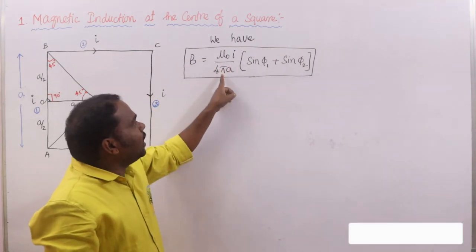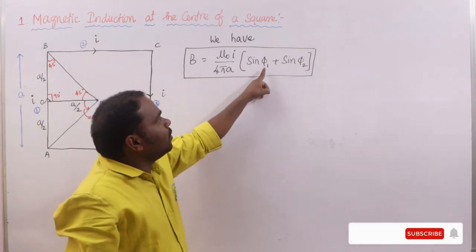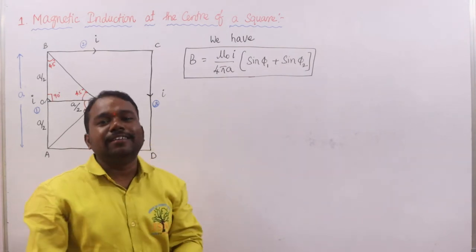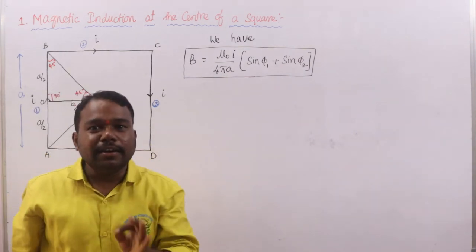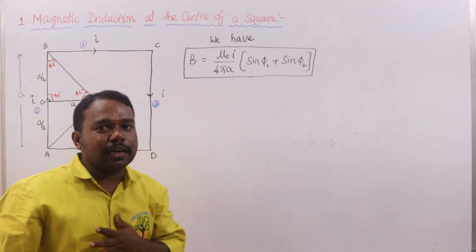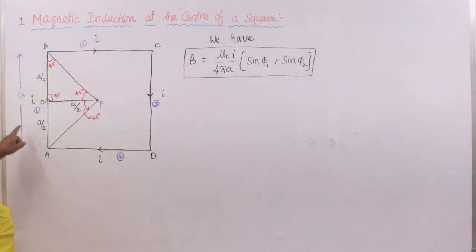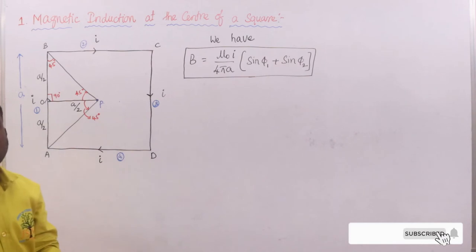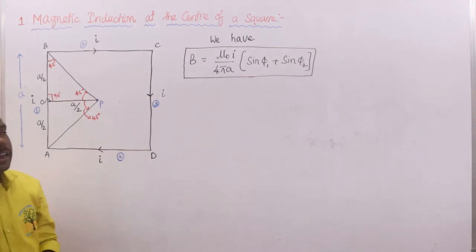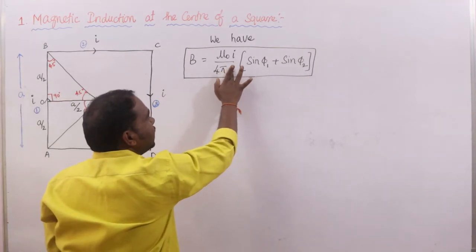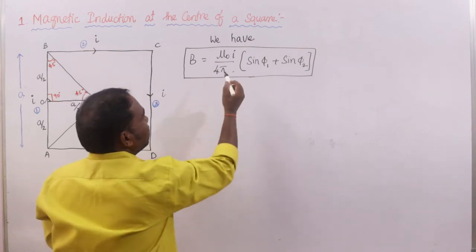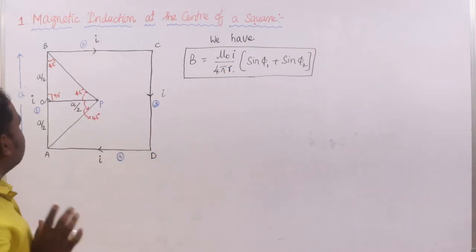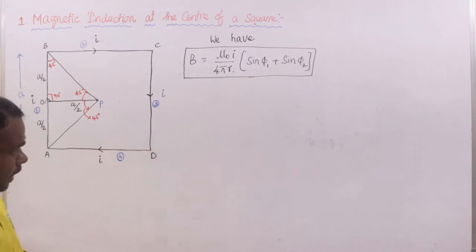B is equal to mu naught I by 4 pi A, sine phi 1 plus sine phi 2. Here A will be the perpendicular distance, the perpendicular distance of point P from the conductor. Here we are taking A as the side length of the square. So to avoid confusion, I am taking R in place of A, where R is the perpendicular distance.